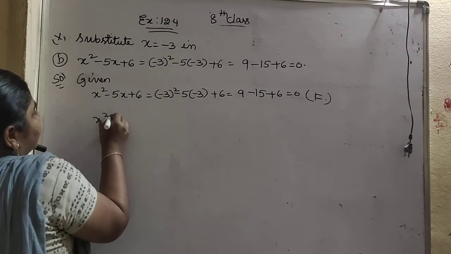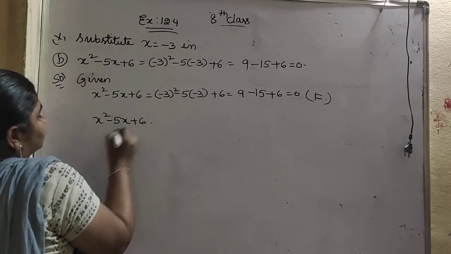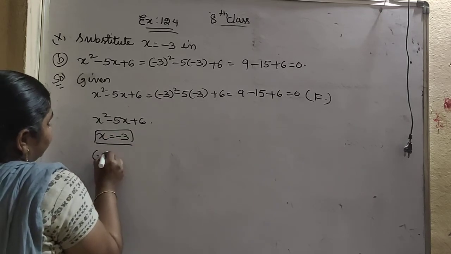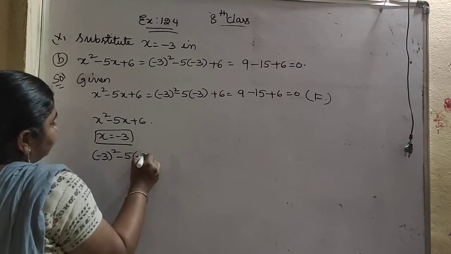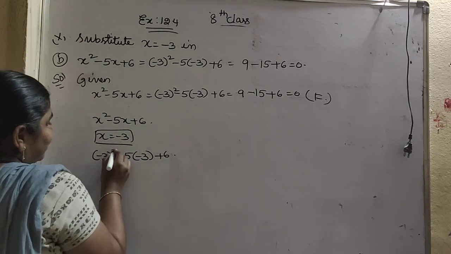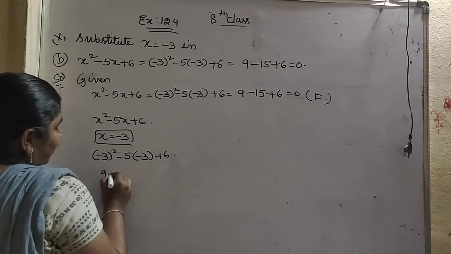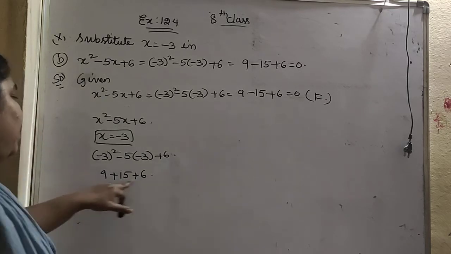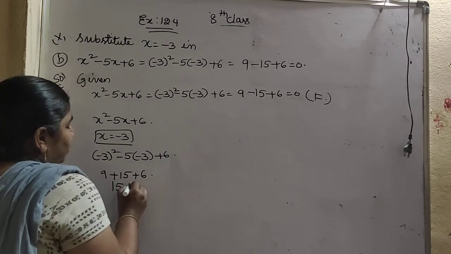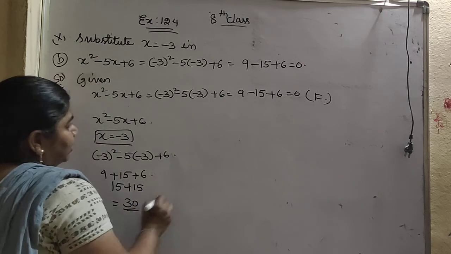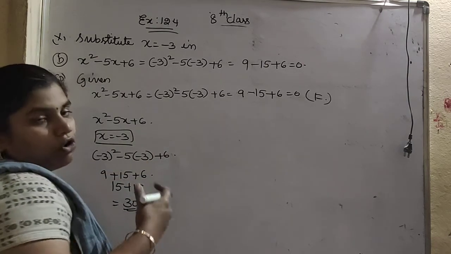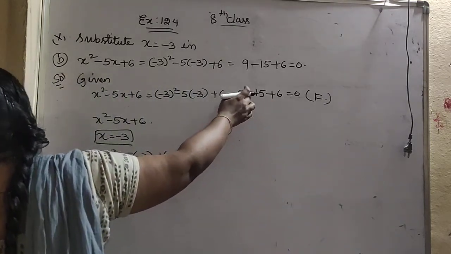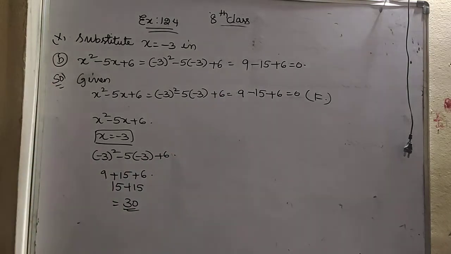So I am taking x square minus 5x plus 6, and in this I am substituting x as -3. So it will be (-3) whole square minus 5 into -3 plus 6. (-3) square will be 9. Minus into minus will be plus. 5 times 3 will be 15, plus 6. So 9 plus 6 will be 15. 15 plus 15 will be equal to how much? 30. But they have got 0, so that is a false statement. Instead, here they should get plus, but they got minus. So B bit is a false statement.